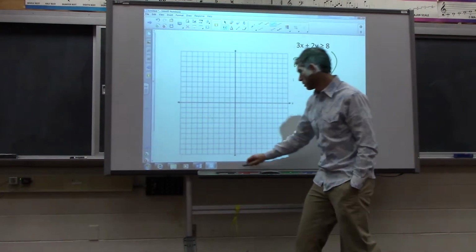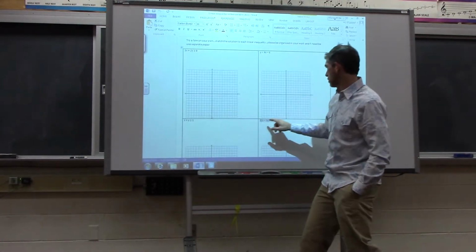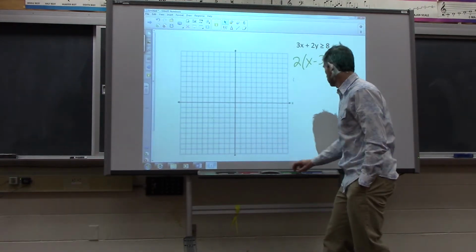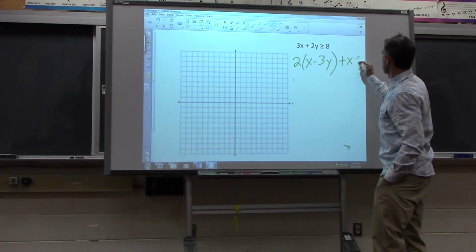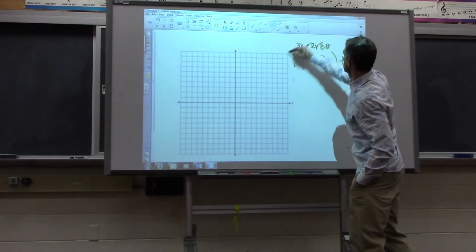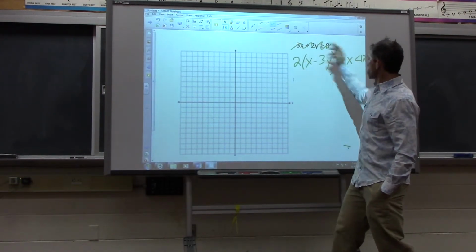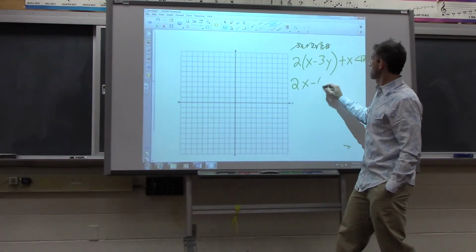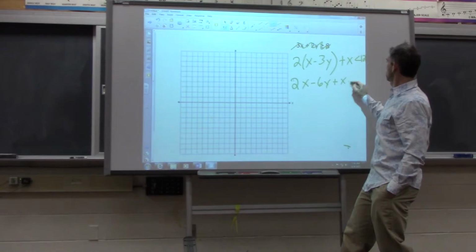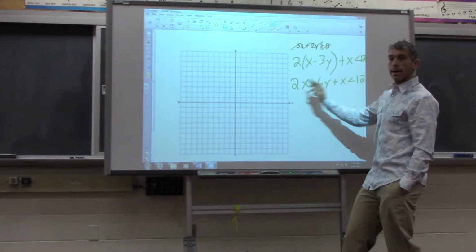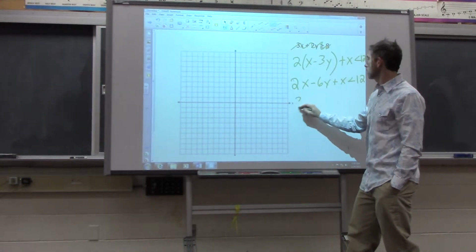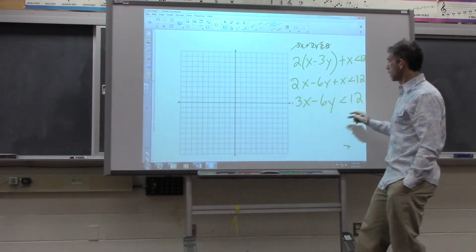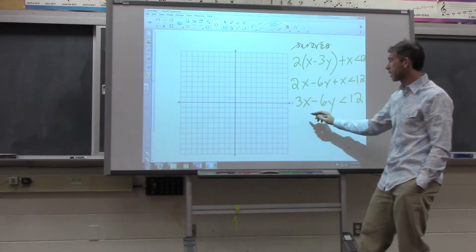What did it say? I gotta get this right here. Plus x, less than 12. So I'm not doing this one now, I'm doing number 4. I'm trying to get it in the correct format, so let's distribute. Combine like terms that are on the same side. And attempt to solve this for y.